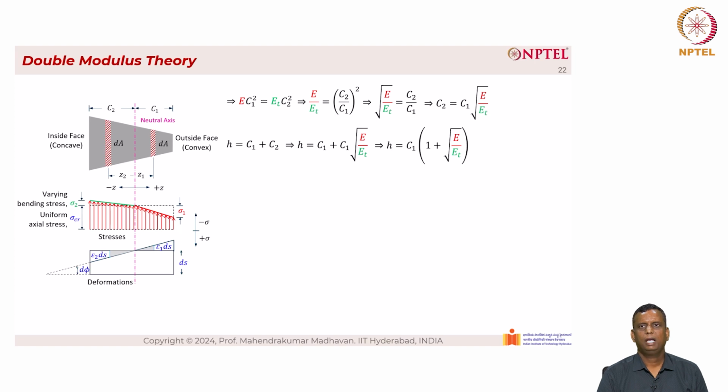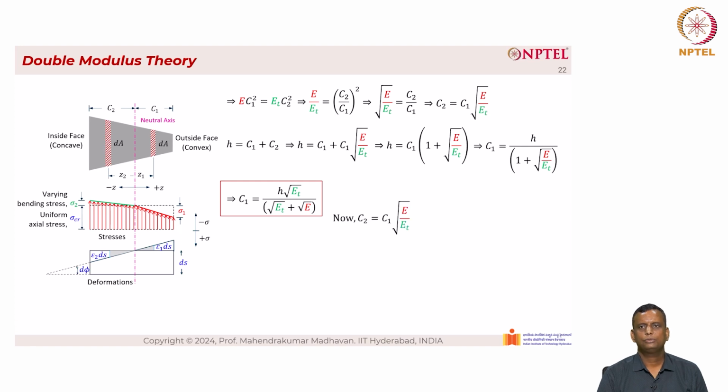So we have h equal to c1 into 1 plus root of E by E sub t, which gives rise to the value of c1, which is equal to h divided by 1 plus root of E by E sub t. So c1 equal to h into root of E sub t divided by root of E sub t plus root of E.